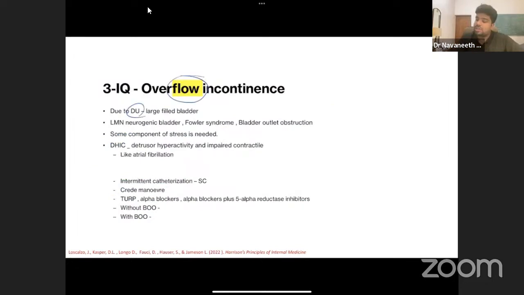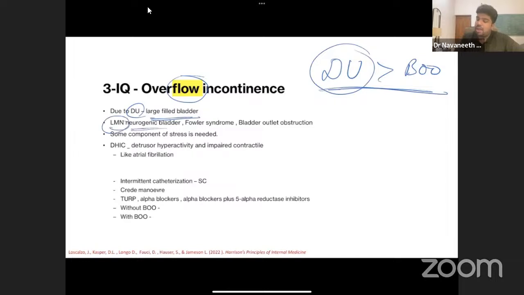This is because of detrusor underactivity more than bladder outlet obstruction. Detrusor underactivity is a large filled bladder, so there's going to be an LMN neurogenic bladder. The other important causes are Fowler syndrome and bladder outlet obstruction. LMN neurogenic bladder is a neurogenic cause, for example diabetic cystopathy, peripheral nerve problems. Then you get non-neurogenic problems like intraluminal obstructions like BPH, and then a functional disorder like Fowler.